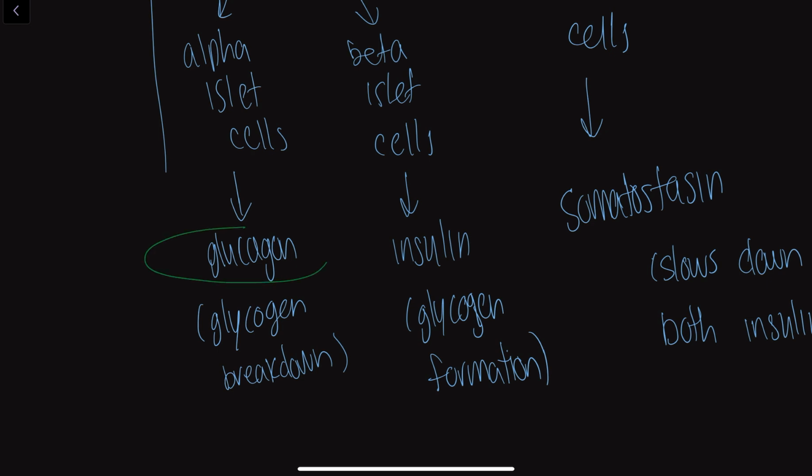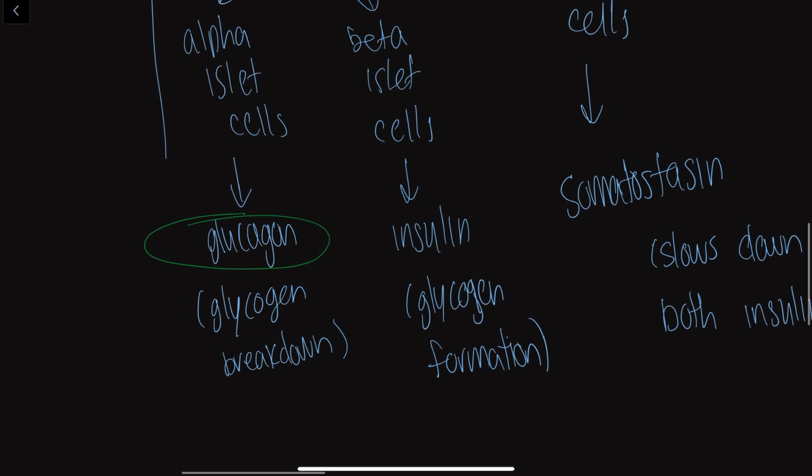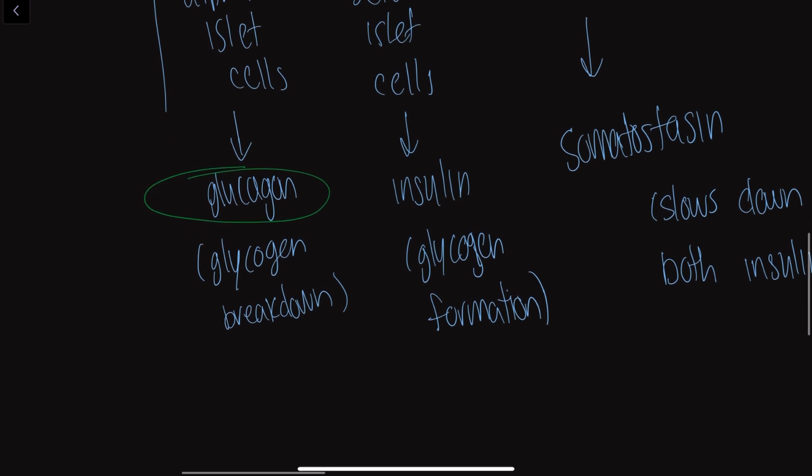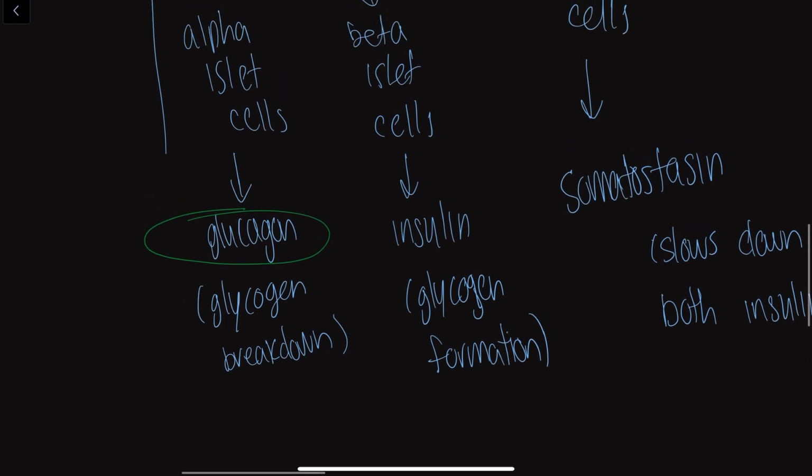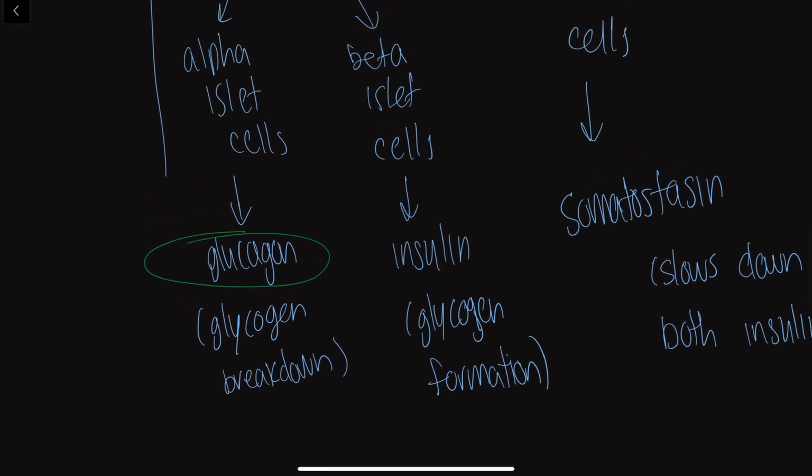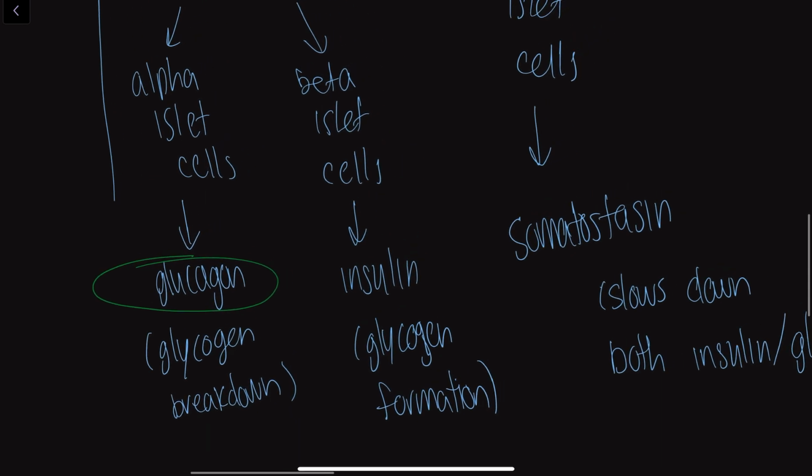So what does that mean? It means that your body needs some sort of way to increase the amount of glucose in your blood, right? So how is it going to do this? Well, glycogen is how we store glucose. So obviously, if we break down glycogen, we can have more glucose in the blood. So that's how I like to remember it. Glucagon, when glucose is gone, is going to promote the breakdown of glycogen. It's going to increase glucose.